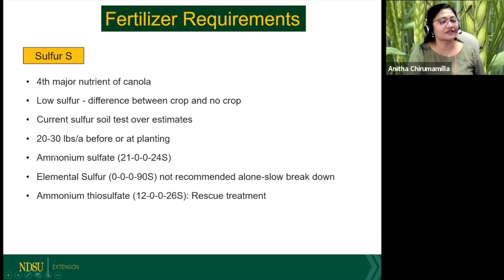Irrespective of soil texture, or whether it's a wet, cold, or dry year, a recommendation of 20 to 30 pounds per acre of sulfate or thiosulfate will give you excellent yields. We do not recommend elemental sulfur because canola takes up sulfur in the sulfate form, and elemental sulfur takes a long time to break down to the sulfate form. So we do not recommend elemental sulfur application.